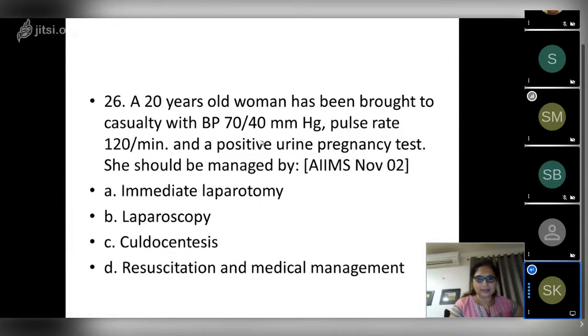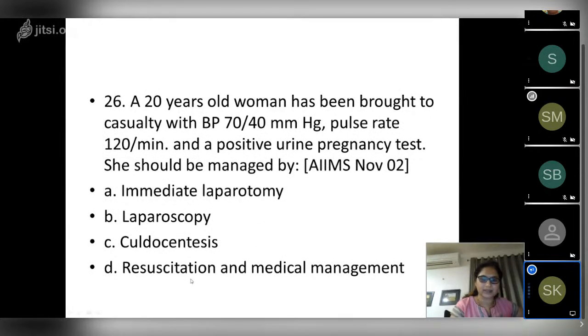Ruptured ectopic, and most common is an abortion actually, especially incomplete abortion, where the patient has a UPT positive, and if she's having heavy bleeding, then she'll end up with shock sometimes. But they haven't given anything here with respect to other symptoms like PV bleeding. So if you consider the options, they've given laparotomy, laparoscopy, culdocentesis, or resuscitation and medical management. That means they're looking at which condition? Ectopic pregnancy.